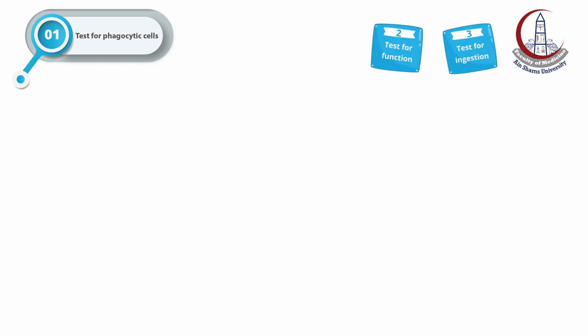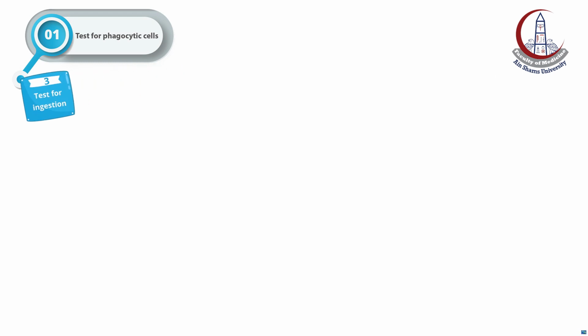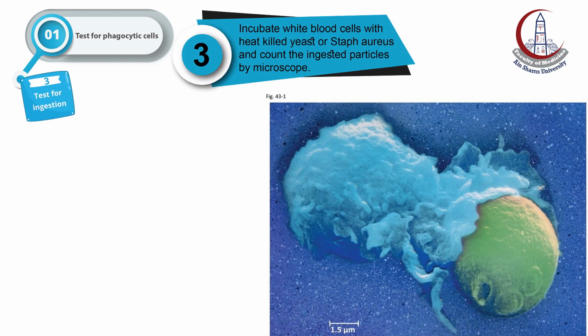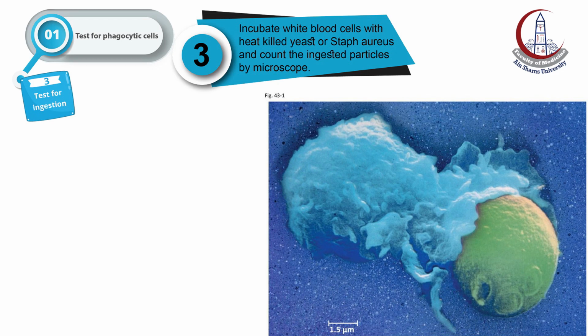Now, how about testing for the ability of the macrophage to ingest? Testing for ingestion is done by incubating the white blood cells, which include the macrophages, neutrophils, and other phagocytic cells, with heat-killed yeast or Staph aureus, and counting the ingested particles by a microscope, because these are very large and so they can be counted easily with a microscope.